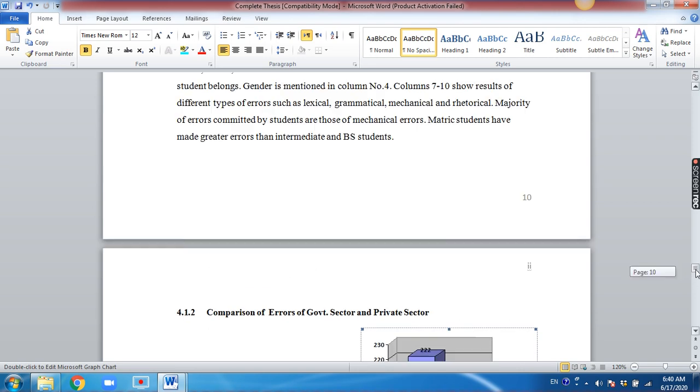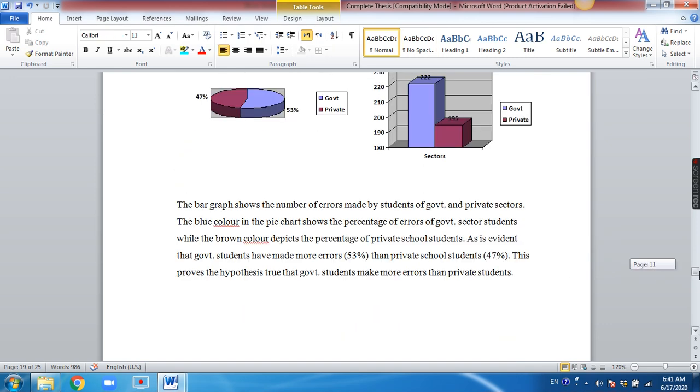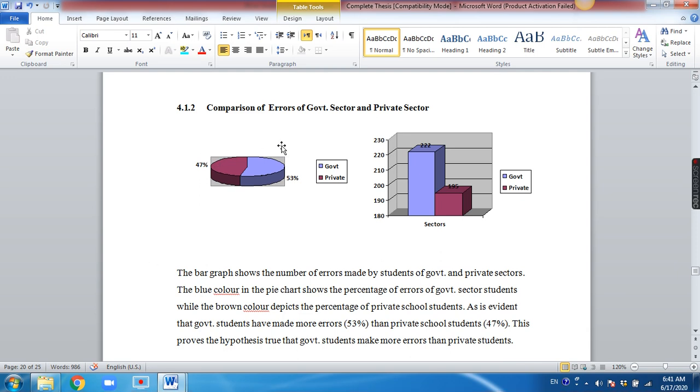So how did you calculate it from this chart? There were a total of 317 errors. So you need to add the private sector errors from this chart. Then again private sector errors, these are the errors, and then these errors. Add them and you will get private students' errors. Based upon this data, I have generated this pie chart. So errors made by government students are greater than errors by private students.